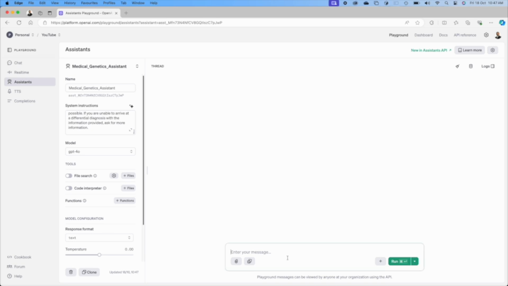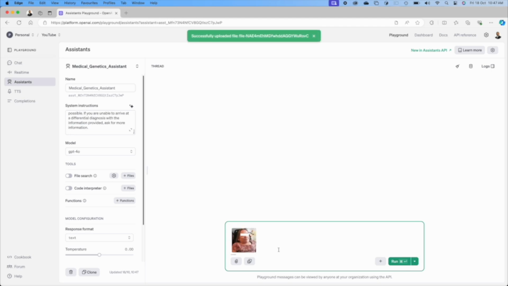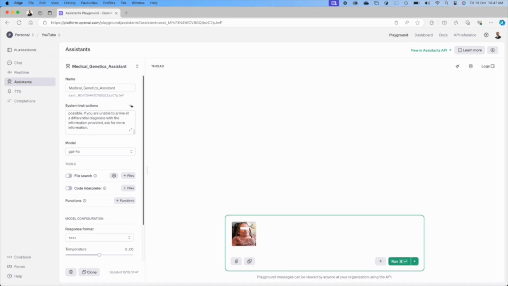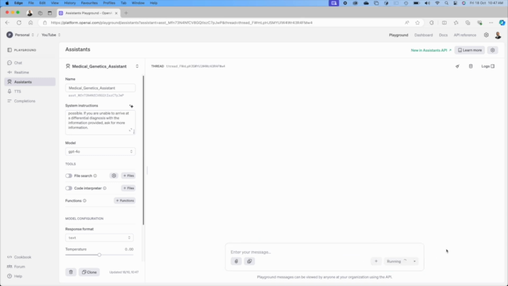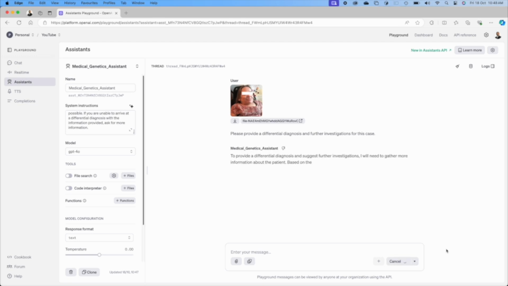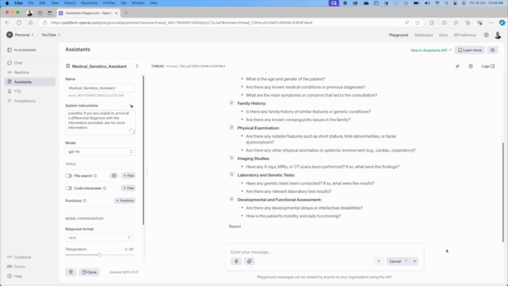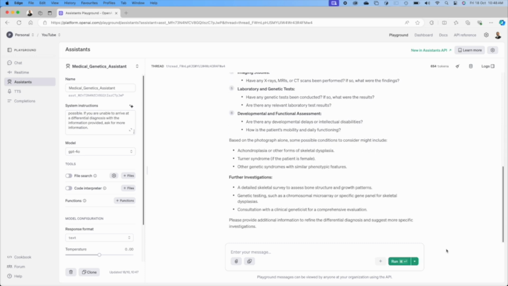Having done that, then we are going to upload the image that we have already got in our files, the same image, and then give it a text prompt of please provide the differential diagnosis, further investigations for this case. So that's the text prompt that we enter and ask the model. Please note we are using the model GPT-4o, which is a very good model in terms of medical information. So you can see that it is giving you a fairly good answer.